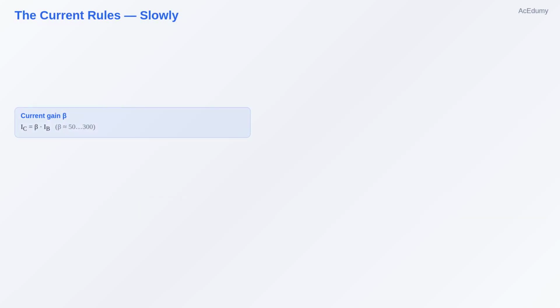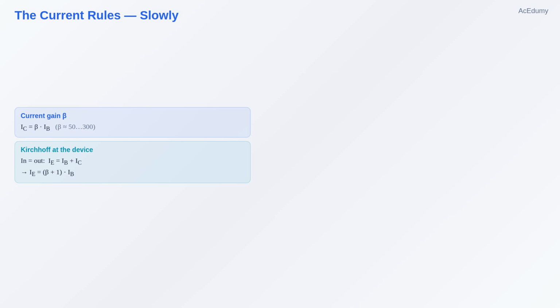Let us turn that picture into equations, slowly. Beta is the current gain. The collector current is beta times the base current. I sub C equals beta times I sub B. Typical betas run from 50 up to a few hundred, so the collector current is 50 to a few hundred times larger than the base current.